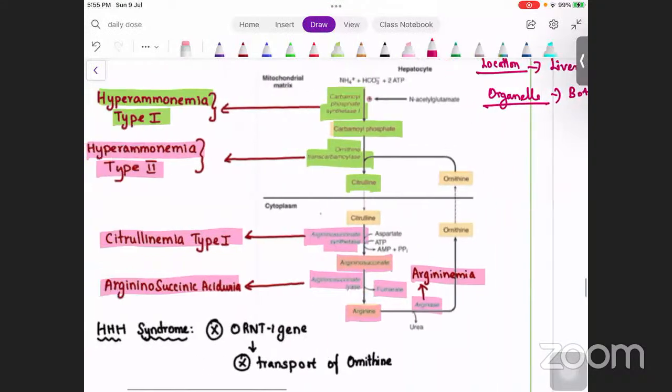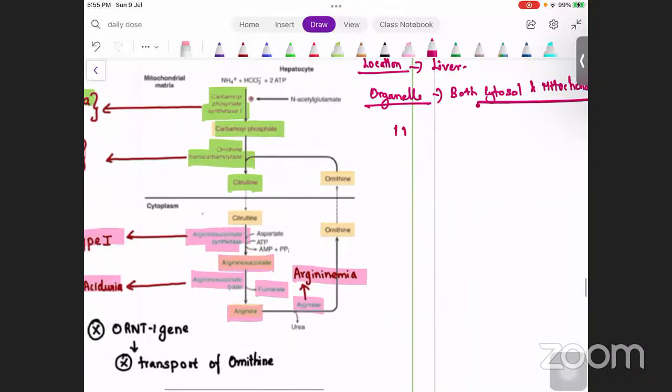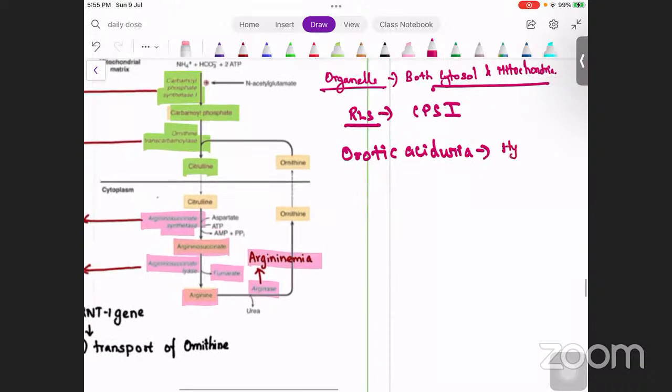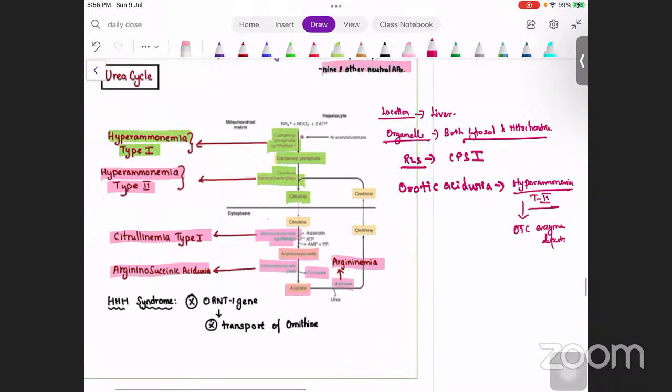Apart from that, the rate-limiting enzyme is CPS1. Orotic aciduria is seen in, sorry, hyperammonemia type 2, that is OTC defect. The enzyme defect is ornithine transcarbamylase, OTC enzyme defect. These are the things you have to know.